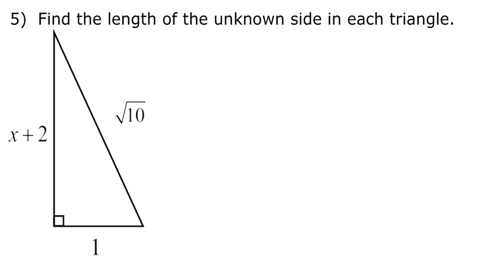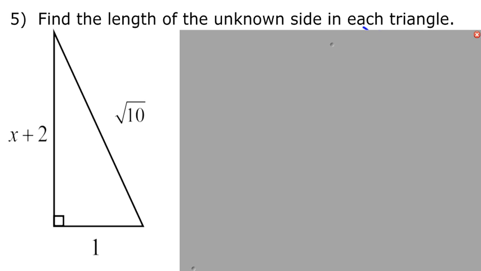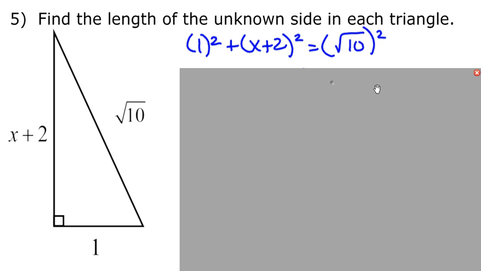Find the length of the unknown side for this triangle. We're missing the side length of a leg, so we'll substitute in our values to our Pythagorean theorem. The sum of the two legs squared equals the hypotenuse squared. And we'll follow through with our order of operations. So this will give us a 1. If we square the square root of 10, we'll get 10.